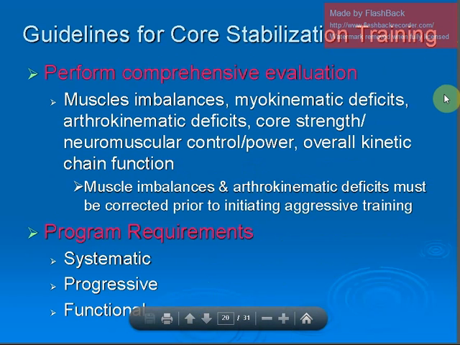Now there are certain guidelines for core stabilization training. We have to perform a comprehensive evaluation of the muscle imbalances, myokinematic deficits, arthrokinematic deficits, core strength, neuromuscular control, power, and overall kinetic chain function. The muscle imbalances and arthrokinematic deficits must be corrected prior to initiating aggressive training. The program requirements are systematic, progressive, and functional.